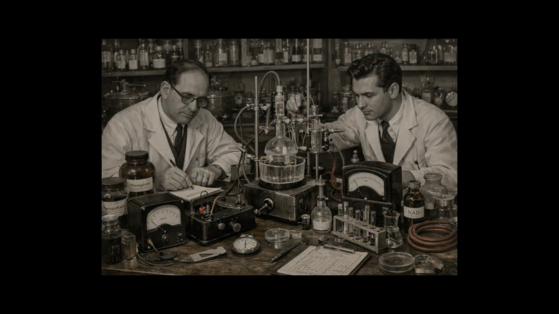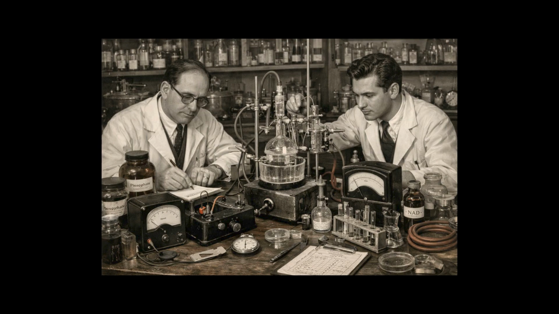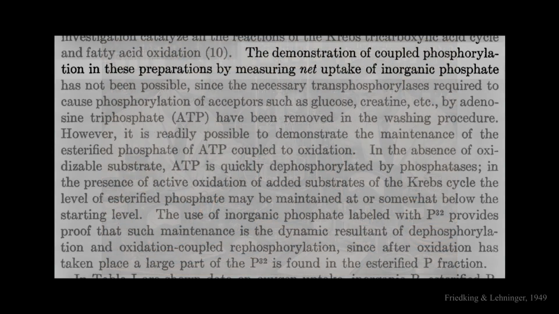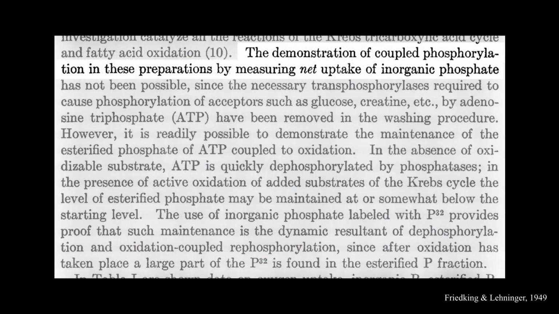So in the late 1940s, Friedkin and Lehninger investigated the possibility that phosphorylation was directly linked to redox reactions, reasoning that the demonstration of coupled phosphorylation in these preparations by measuring net uptake of inorganic phosphate has not been possible, since the necessary transphosphorylase is required to cause phosphorylation of acceptors such as glucose, creatine, etc. via adenosine triphosphate, or ATP, have been removed in the washing procedure. However, it is readily possible to demonstrate the maintenance of the esterified phosphate of ATP coupled to oxidation.